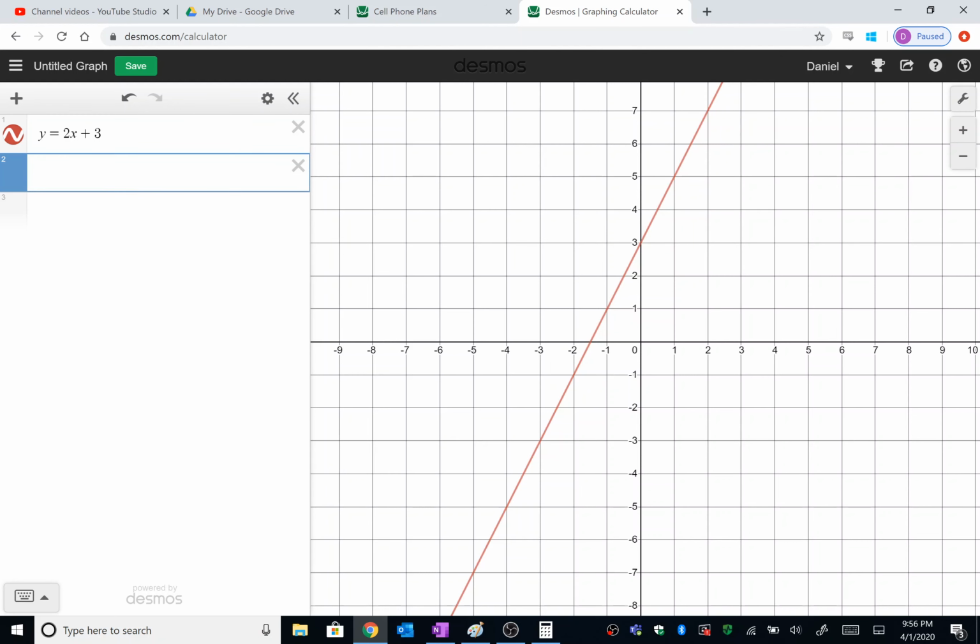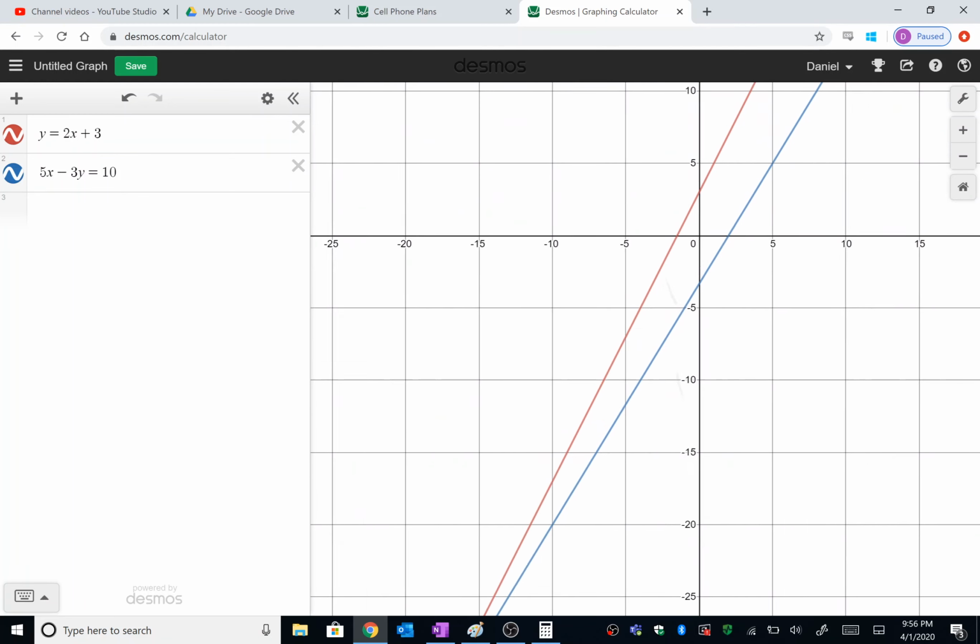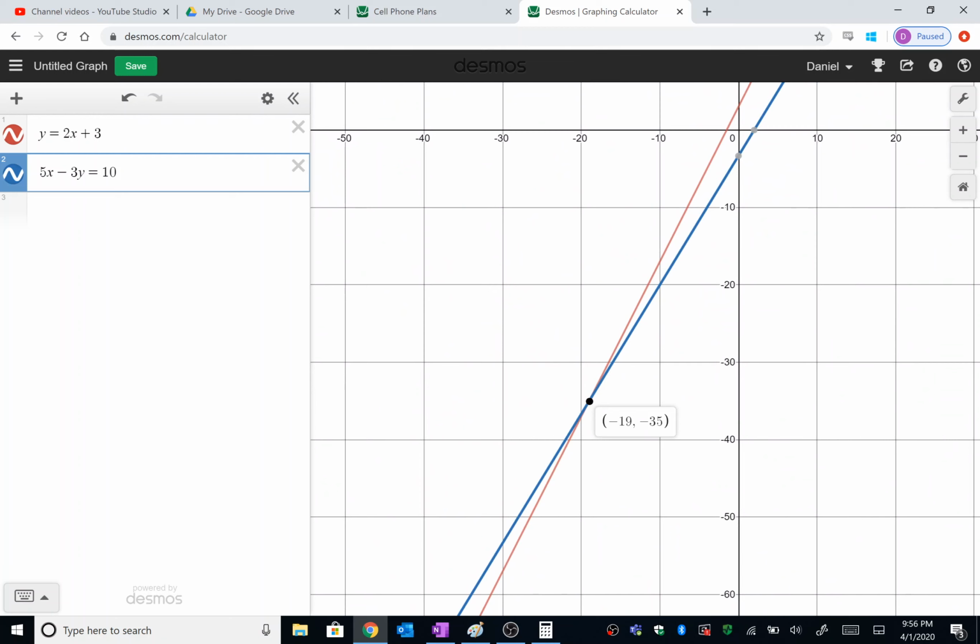In addition, since we are doing systems of equations, Desmos is an amazing tool to check yourself. Okay, because you can just type 2 equations into Desmos, and I'm just making up this second equation. And if you look, you can find exactly where the answer to these equations is. So in this case, my answer should be x equals negative 19 and y equals negative 35. So I can use that to kind of check myself as well. Okay, so it's a really good tool. I use it a lot.